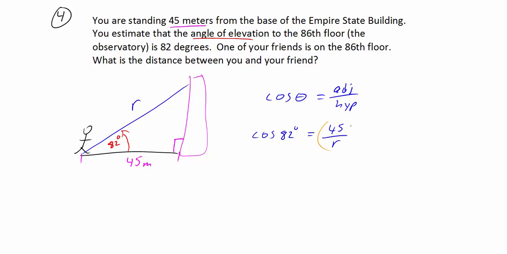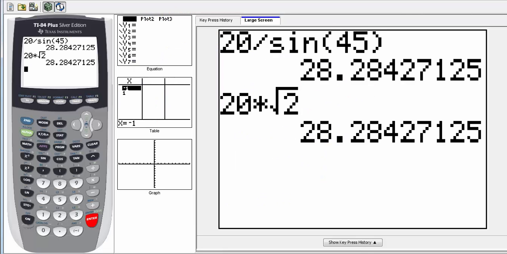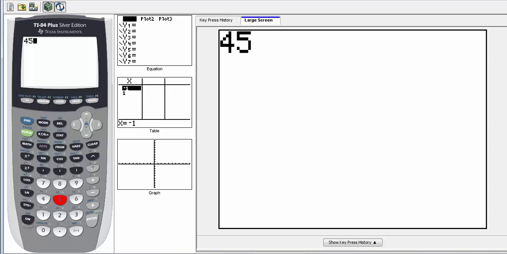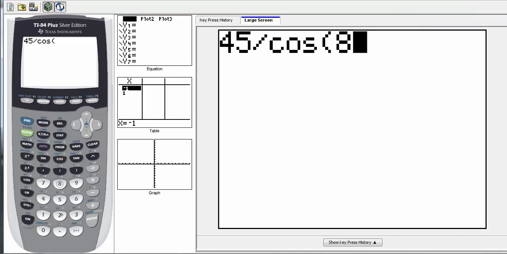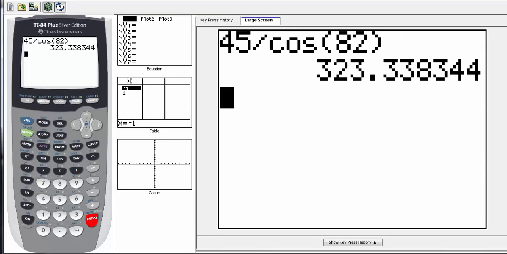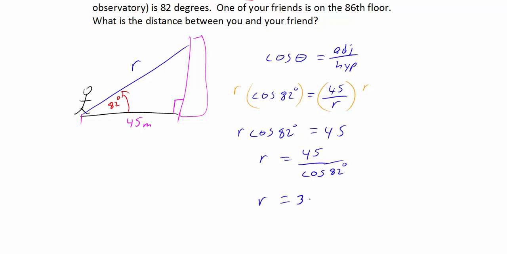And once again, to get the variable off of the bottom, we're going to multiply both sides by r. And we would get r cosine 82 degrees is equal to 45. So that means r is equal to 45 divided by the cosine of our 82-degree angle. And if we go to the calculator, 45 divided by the cosine of 82, we get 323.33. So at this point, I'm just going to round this to 323.